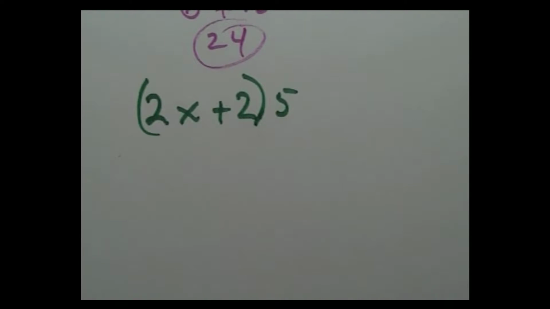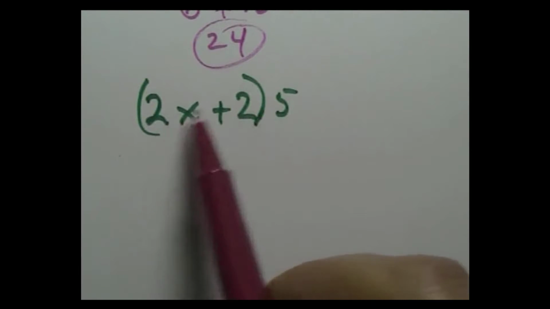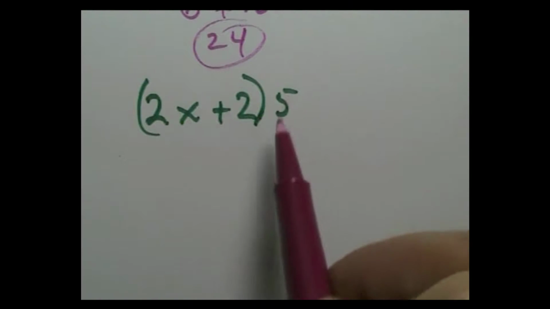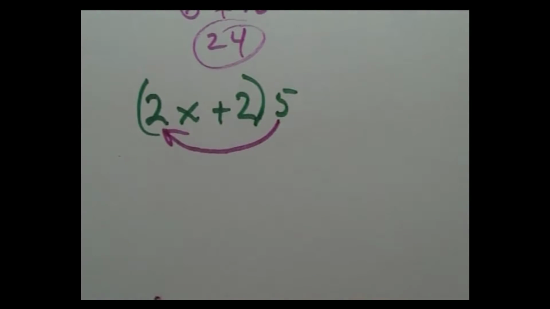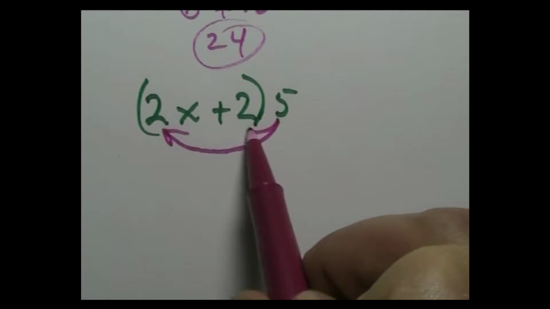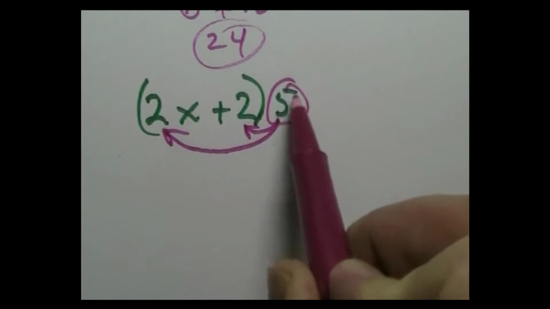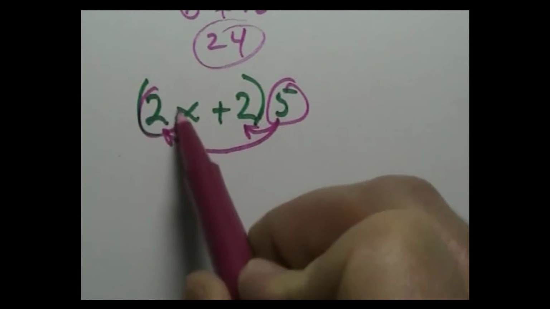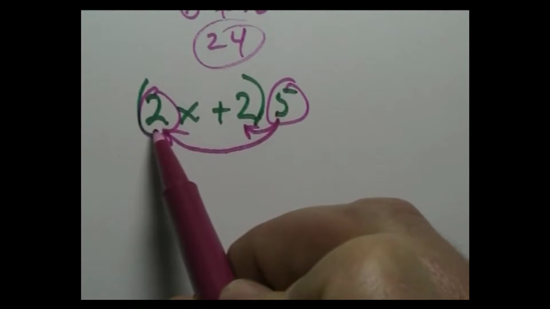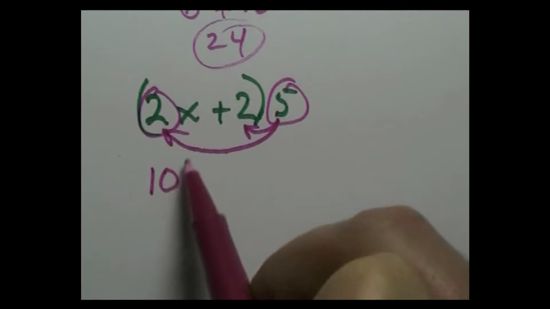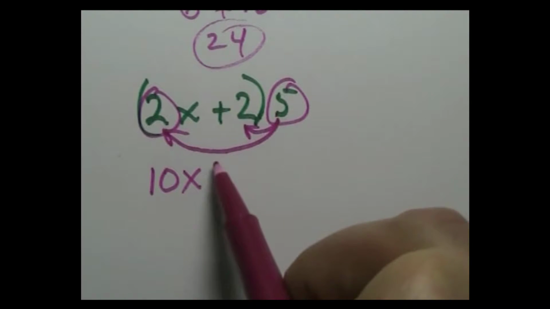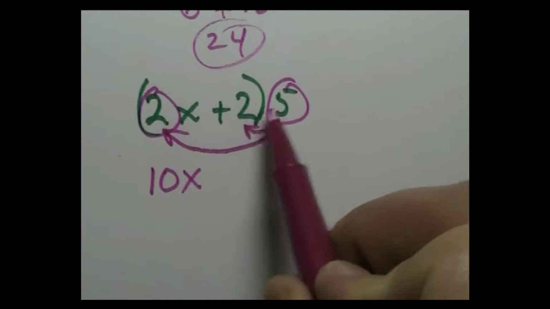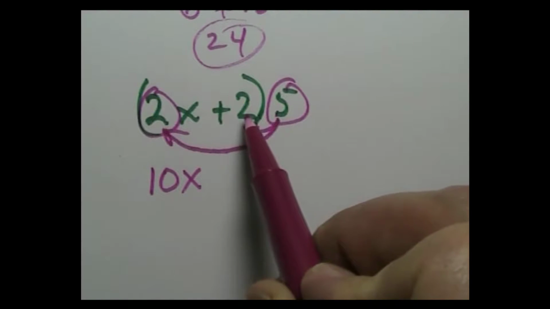Okay, again, we're going to use the arrow method. Notice how the number's on the right side. No problem. Just take that, multiply by everything inside. So I'm first going to do 5 times 2x. 5 times 2 is 10. So it's 10x. Then I have 5 times 2 right here. 5 times 2 is 10.